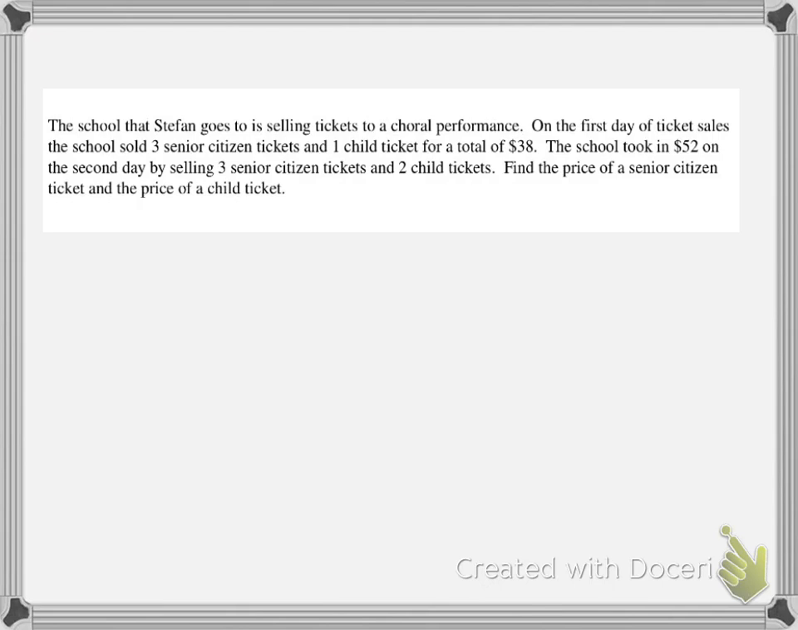Okay, so this one says, the school that Stefan goes to is selling tickets at a choral performance. On the first day of the ticket sales, the school sold 3 senior tickets, 1 child ticket for a total of $38. So right there is a big piece of information. We can actually write that as an equation. 3 senior tickets. Now I use a capital S when I write it, otherwise it looks like a 5. So 3 senior tickets and 1 child ticket for a total of $38. So there's one of our equations.